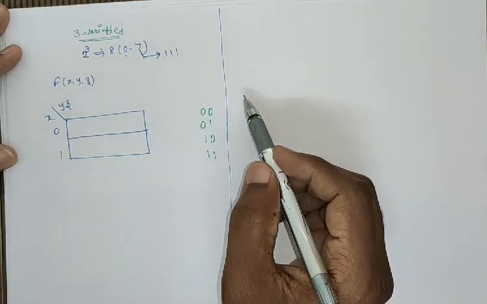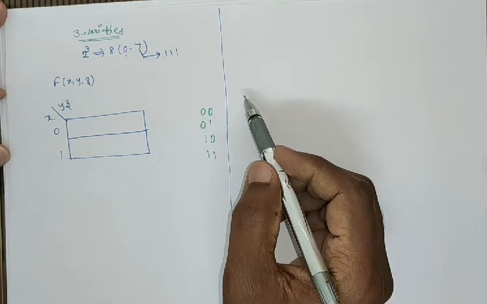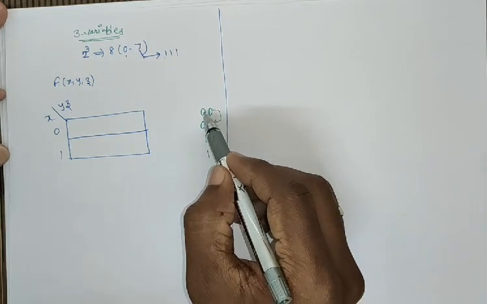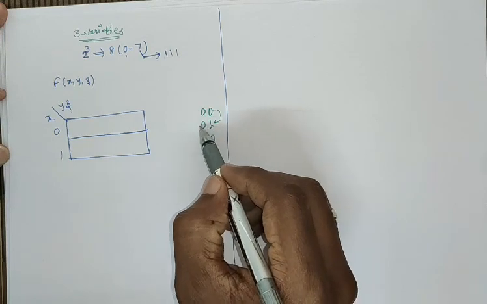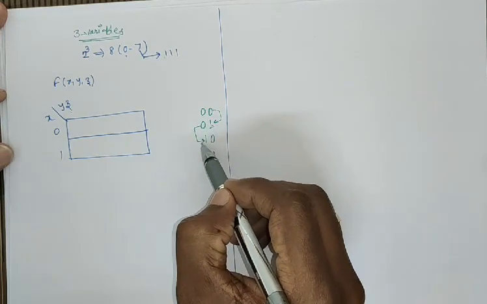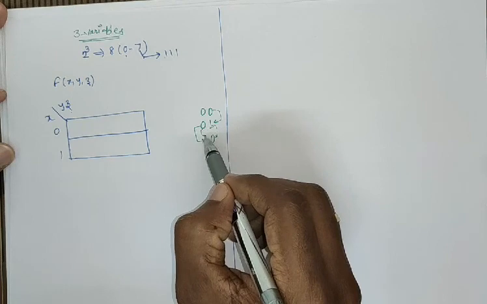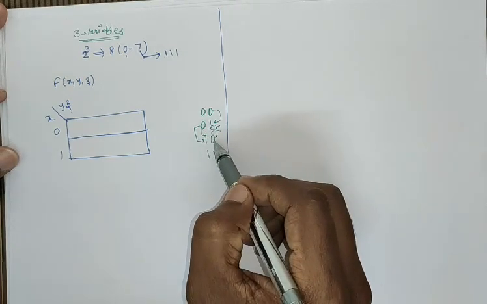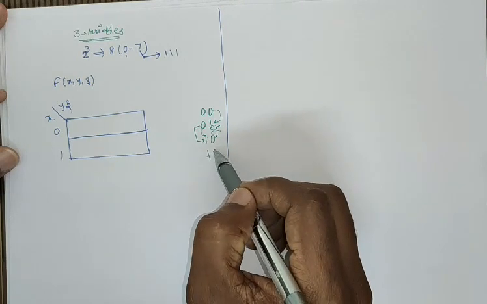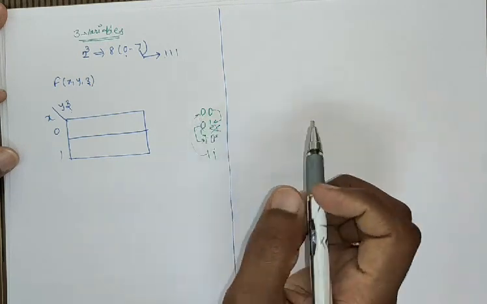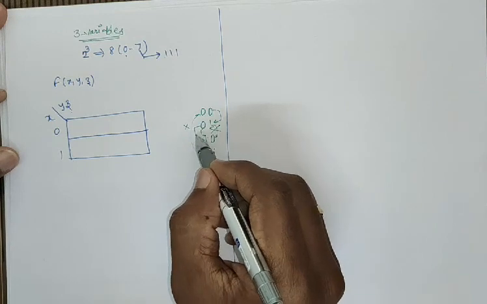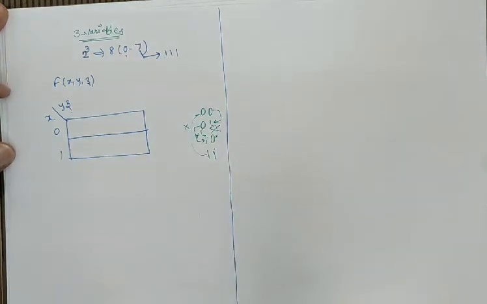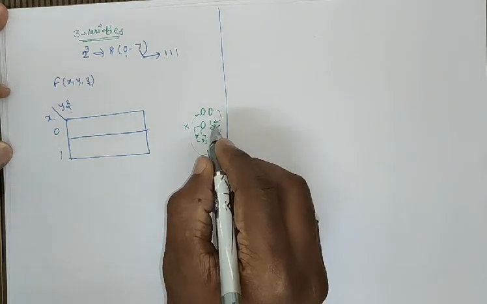What is the condition for a K-map? It is mapping with only 1 bit change. 00 and 01: how many bits are changed? Only 1 bit. Next, 01 and 10: first position changes, second position changes, so these two are not adjacent to each other. Next, 10 and 11: these two are adjacent. Next, 11 and 00: these two are not adjacent. So for the one-bit-change condition, I am interchanging these two positions.